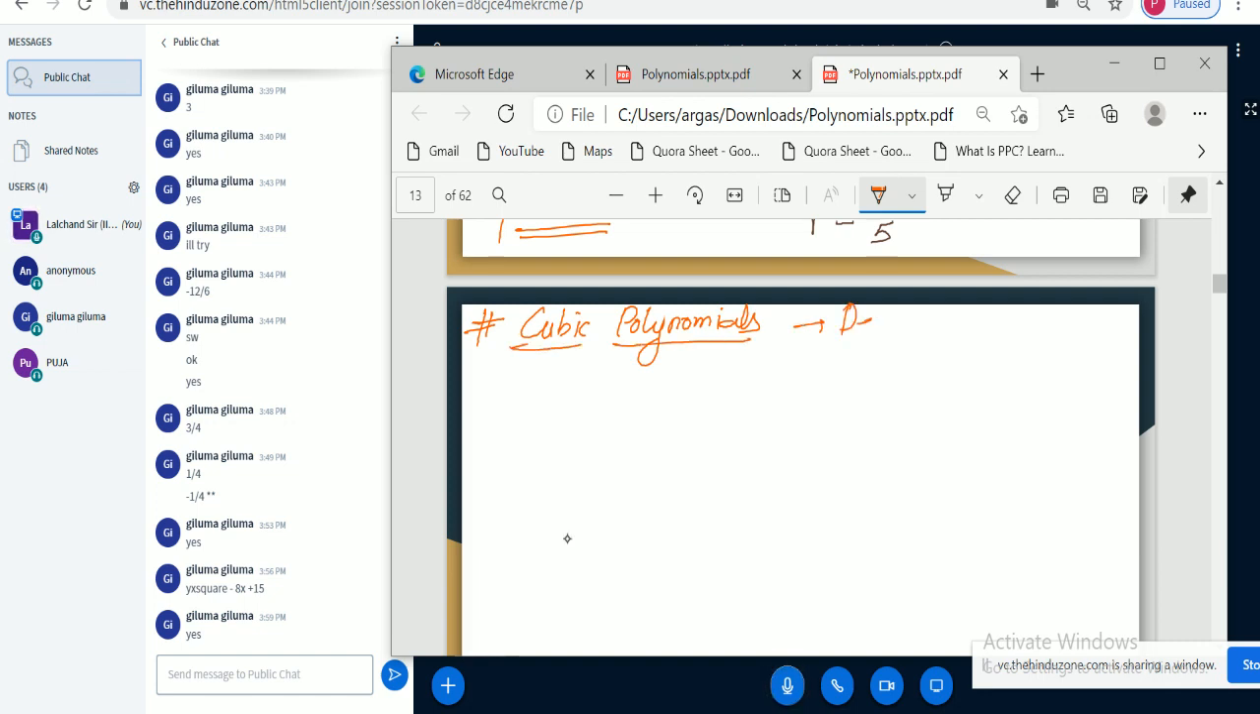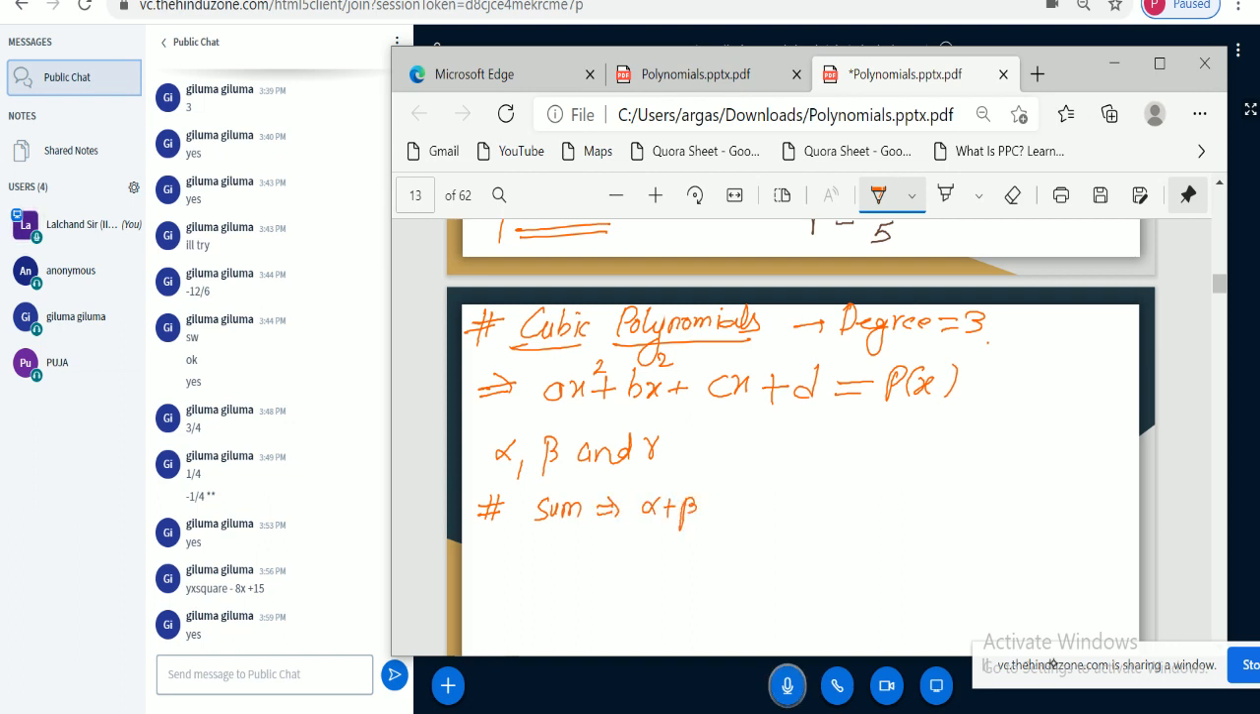If the degree is 3, the general form of a cubic polynomial is ax cube plus bx square plus cx plus d, equal to p(x). This is the general form of a cubic polynomial. For the cubic polynomial, we have three zeros: alpha, beta, and gamma. And the relations between zeros and coefficients: the first relation is the sum. The sum alpha plus beta plus gamma is minus b by a.